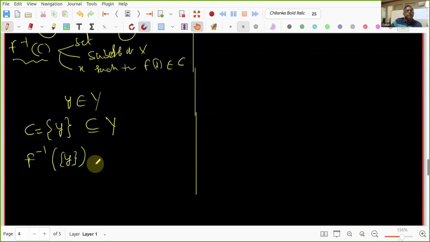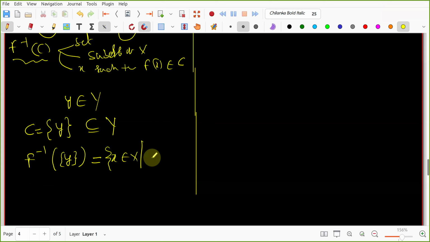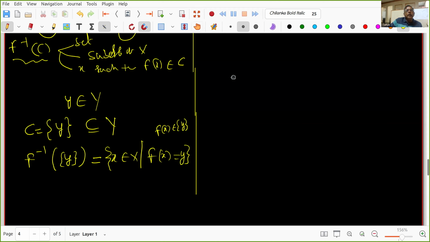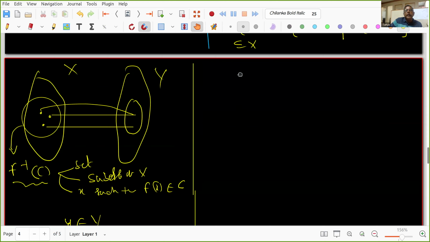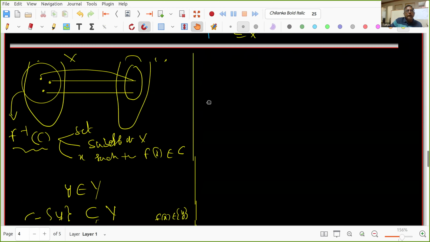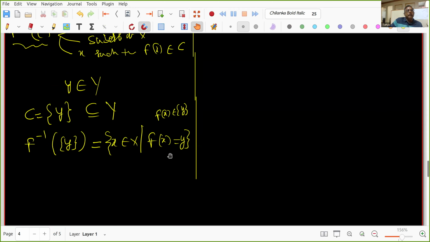Harshita, room number 9. Yes, sir. x belongs to capital X such that f of x equals small y. Equal to y, correct. But why did you not say f of x belongs to singleton y? I wrote that x belongs to C. Why did you change it? Sir, there is only one element, so I said that. Wonderful. You solve things well. Is everyone clear? Can you click yes if you are clear?